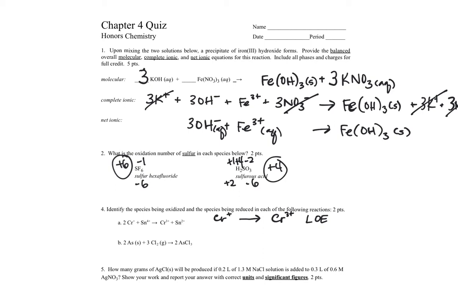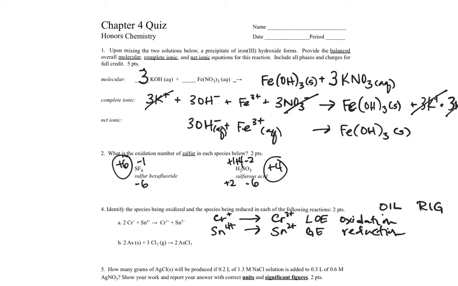Remember, we have OIL RIG. Oxidation is loss, and so this must be oxidation. And then on the other side, we have tin 4+ that is going to tin 2+. It's becoming more negative, so it is gaining electrons. And so reduction is a gain of electrons, so that's being reduced.